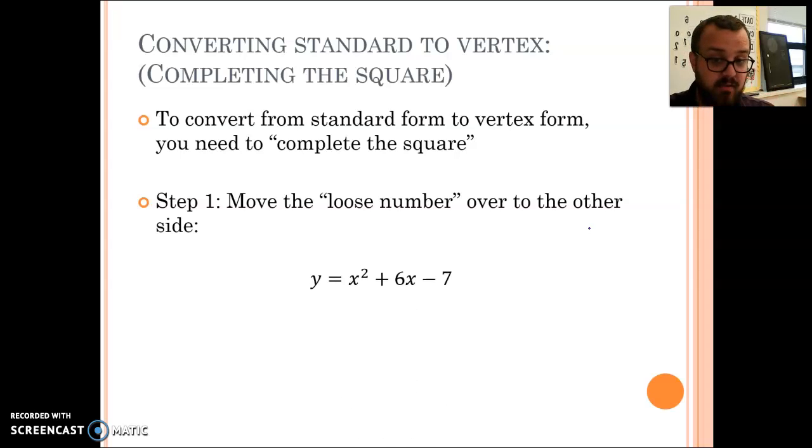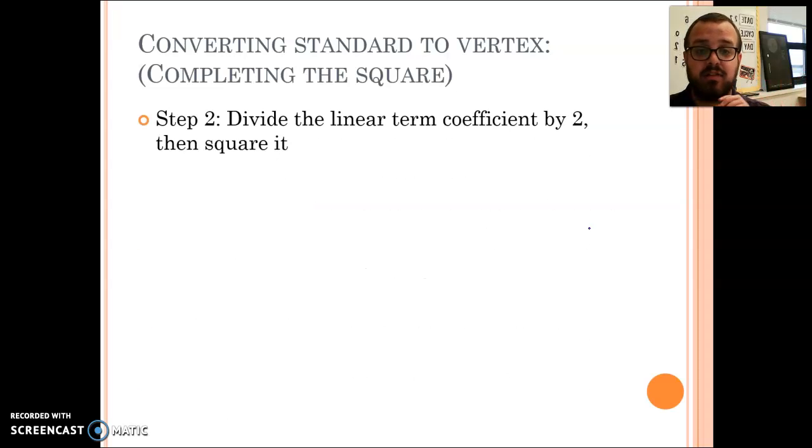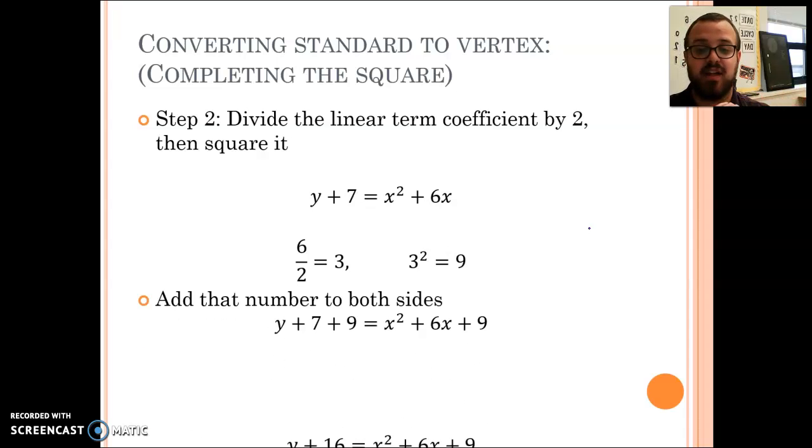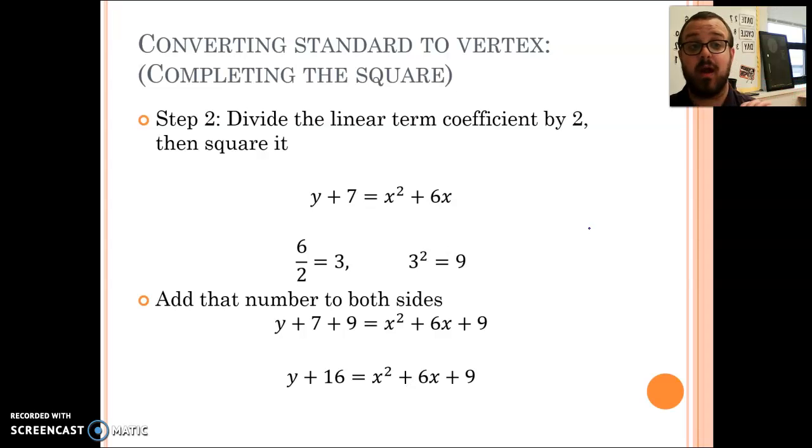So first of all, let's say I have y equals x squared plus 6x minus 7. I want to convert this into vertex form. The first thing I'm going to do, I'm still going to move that negative 7 over and get it out of the way. Okay? So just like I did before, move it over, get it out of the way. Next thing I'm going to do is take that linear term, the b term, divided by 2, square it, just like we did completing the square. So off to the side, 6 divided by 2 is 3, 3 squared is 9. Add that to both sides, again, just like we did completing the square.